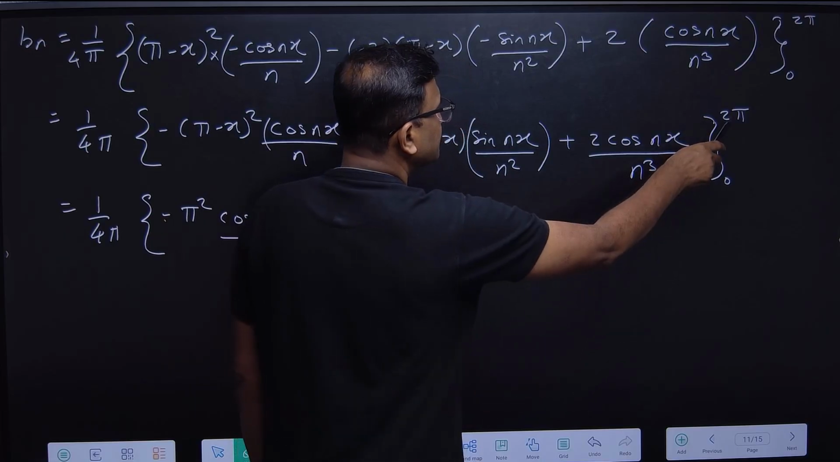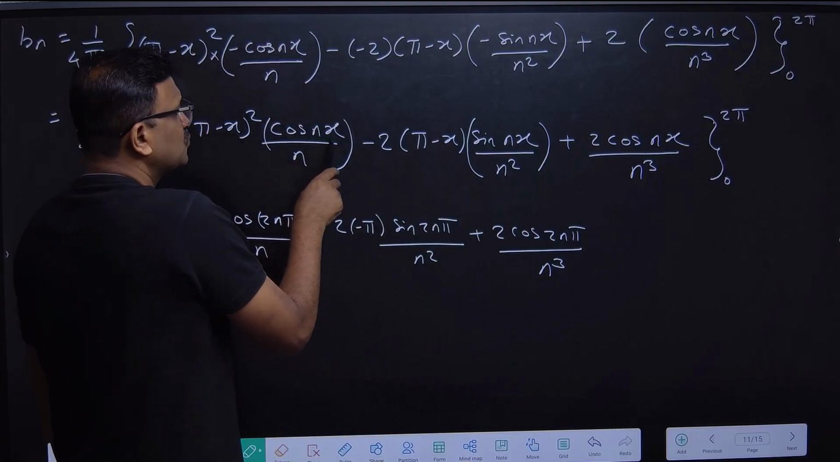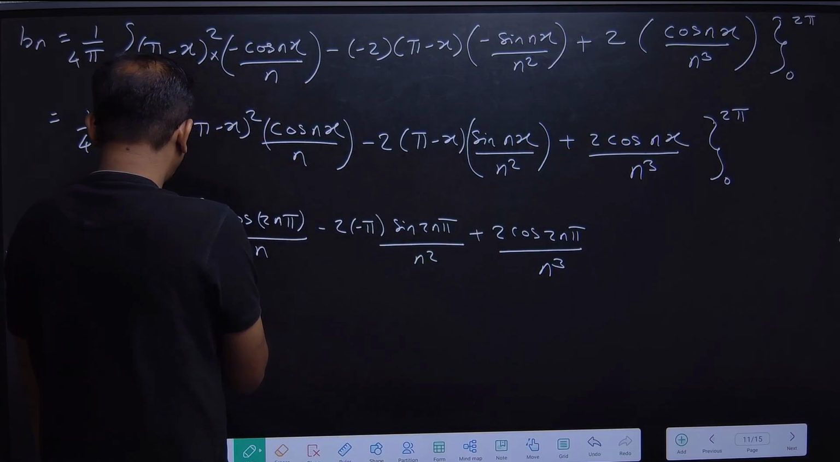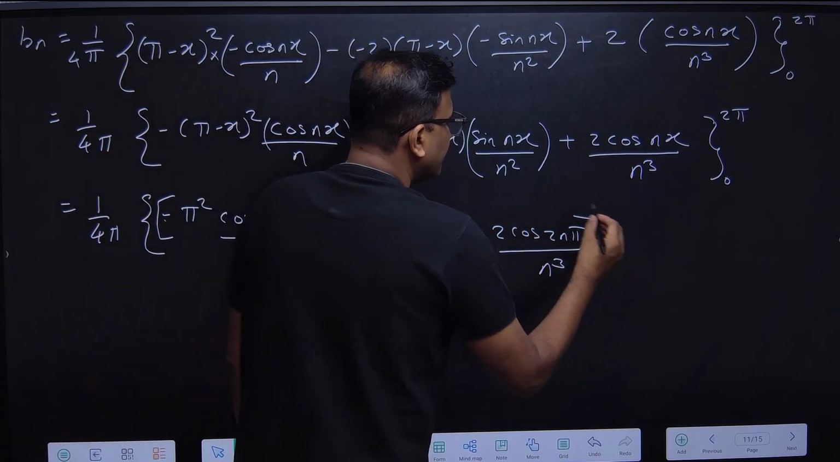So see what I have done, I have substituted 2 pi, the upper limit, in place of x. So by substituting the upper limit, we have got this first bracket, minus the lower limit.